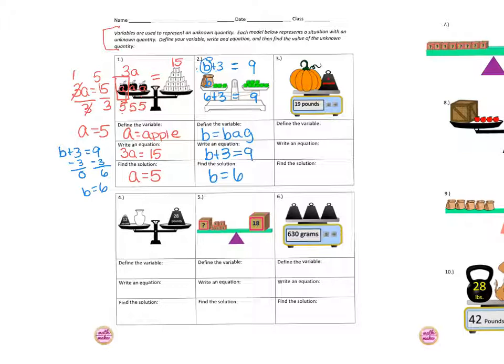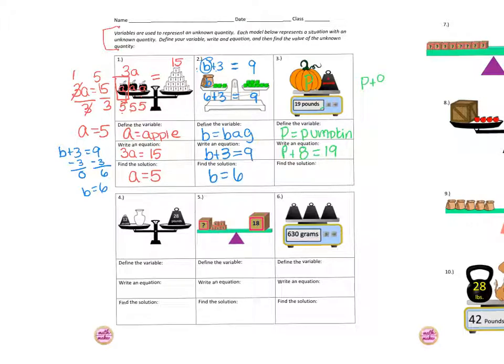All right, for our next problem, it's a little bit different. So on one scale, we have a pumpkin and we have an 8-pound weight. And we know that the total of those together is 19 pounds. So for this one, our unknown quantity is going to be P, the weight or the value of our pumpkin. That's what we're trying to find. Okay, we know that if we add the weight of our pumpkin with the 8-pound weight, we're going to get a total of 19 pounds. So our equation is P plus 8 equals 19. So I need to know what number I have to add to 8 to get 19.